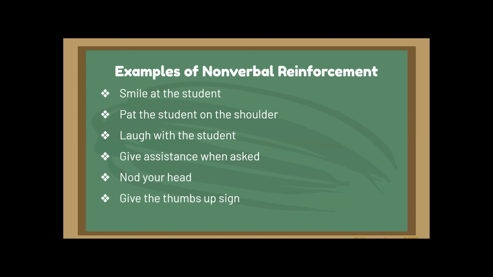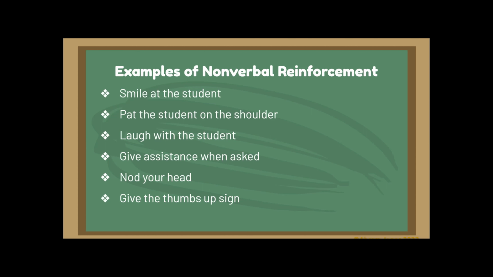Here are some examples of nonverbal reinforcement. We can smile. You can smile at the student from anywhere in the room, right? You can pat the student on the shoulder. You can laugh with the student. You can give help if help is asked for. Nod our head. Give the thumbs up sign, right? There's the sarcastic thumbs up. That's not the real thumbs up. Yeah, thumbs up with the sincere face.